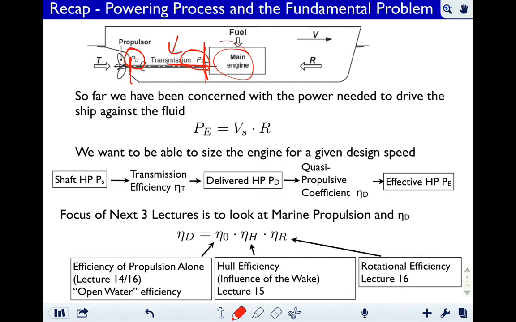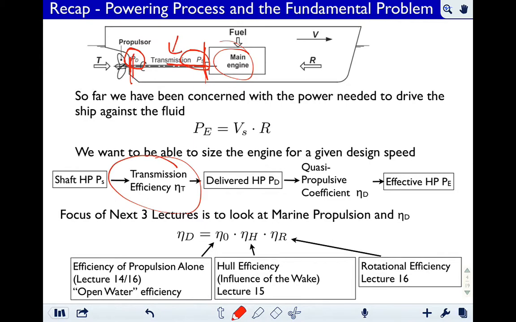The delivered horsepower is going to be less than the shaft horsepower due to the losses in the transmission. The transmission efficiency can be given the non-dimensional number η_T. Typically that is, as I mentioned, about 95%. It's pretty high efficiency. Then we get to the propulsor.